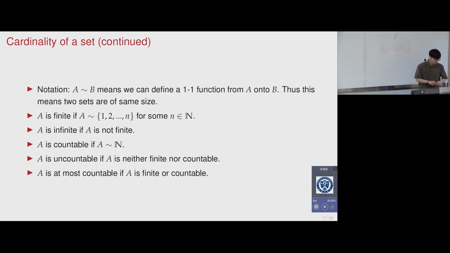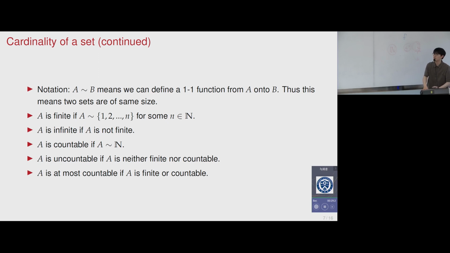But before we go into it, we need some more definitions about the cardinality of a set, what it means to have a size, and some notation for infinite sizes. Okay, so some notations. You see the curly symbol there? I don't know how to pronounce it, but let's just say it's curly notation. A curly B basically means we can define a one-to-one function from A onto B.